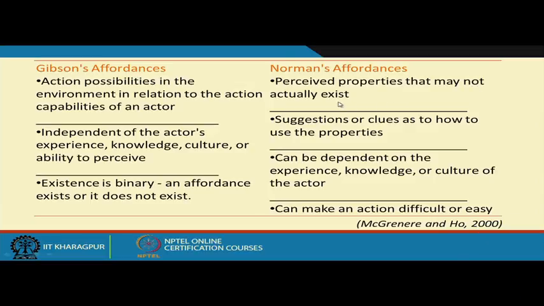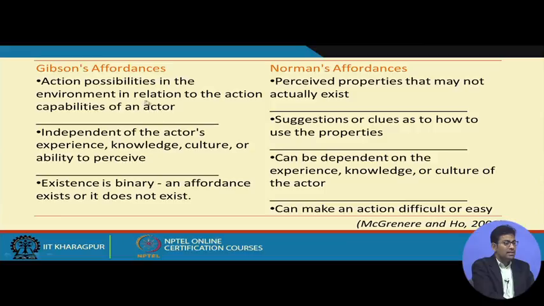So, many a times the perceived property may not at all exist according to Norman, but you may have some actual affordances, whereas Gibson is suggesting that it is related to the capability of the actor. Based on the capability of the actor, you have the action possibilities, whereas Norman is suggesting that perceived properties may not actually exist at all. So, there could be only actual properties present.